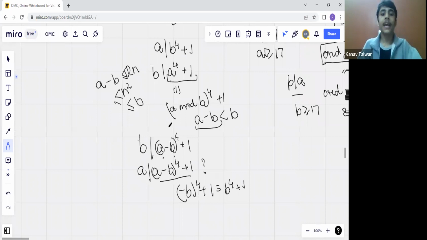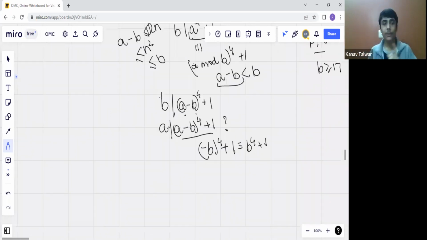Brilliant. So now we have that A and B both divide the same number. So the LCM must divide the same number. But the GCD of A and B was 1. So AB divides A minus B to the 4 plus 1.